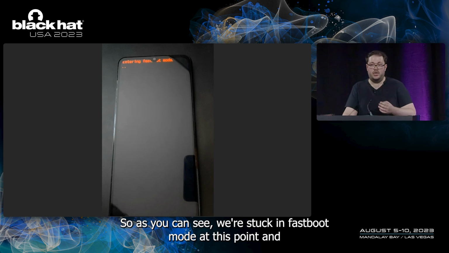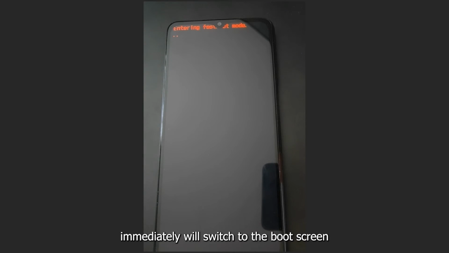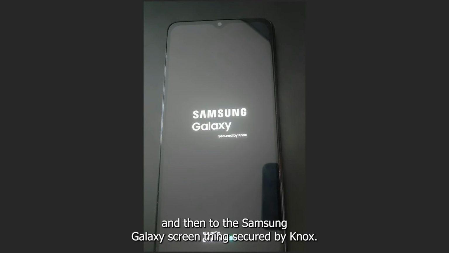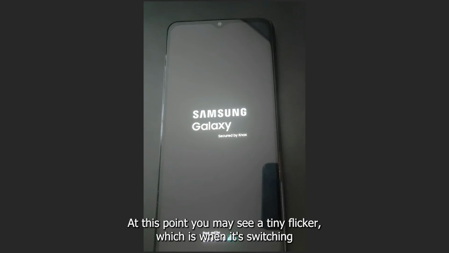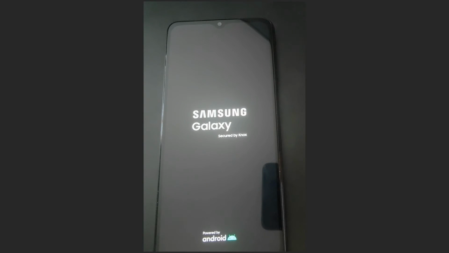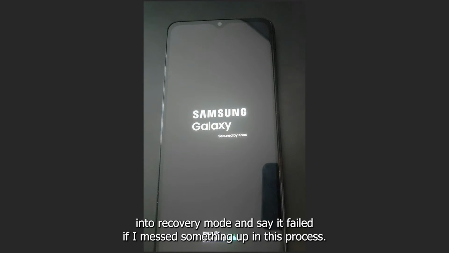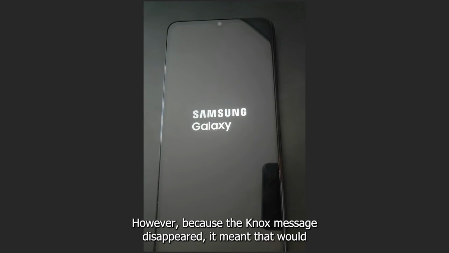As you can see, we're starting in fastboot mode at this point. And immediately, it will switch to the boot screen and then to the Samsung Galaxy screen saying secured by Knox. At this point, you may see a tiny flicker, which is when it's switching from the bootloader to the kernel, which is still wanting to use that image. And at this point, it was still possible that the device would potentially reboot into recovery mode and say it failed if I had messed something up in this process.